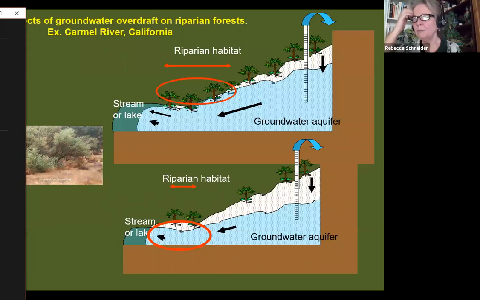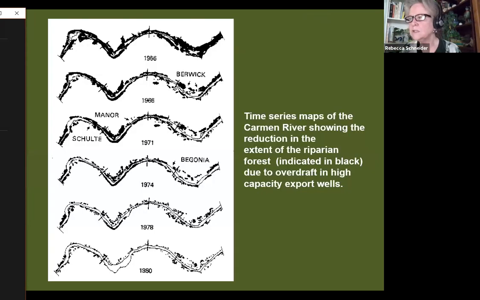And what happened was they began pumping groundwater, and as you pump it, the water lowers and it gets out of the contact of the root zone. So those trees no longer have access to water and they die. This is a time series of maps showing the reduction in the extent of that forest indicated in black. So at the top is 1956, and in the bottom is the same stream channel in 1980, and you see less and less black, which means less and less forests. And that corresponded to where they were pumping and lowering the water table.